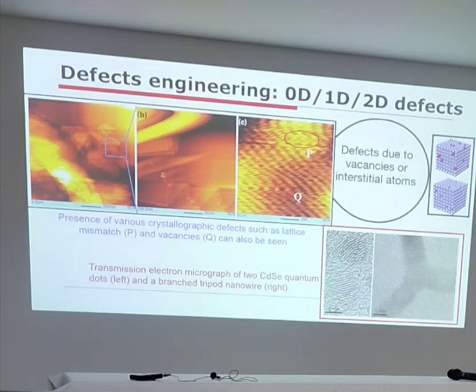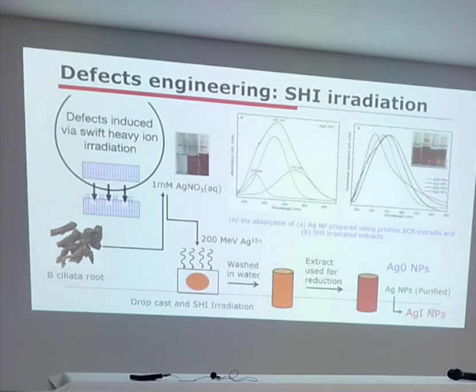In a similar manner, this example I have already shown, that of cadmium selenide, which is a zero-dimensional defect. In this case, you are seeing a dislocation at a specific point, but this is a one-dimensional line defect. Here in this case also we are seeing a line defect. Even in some cases you can see two-dimensional defects as well. For that I don't have an example right now.